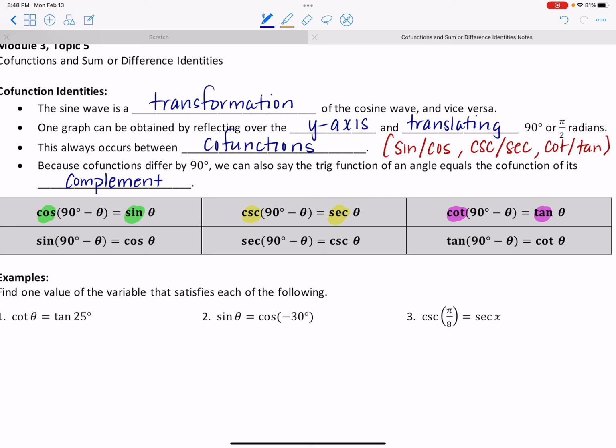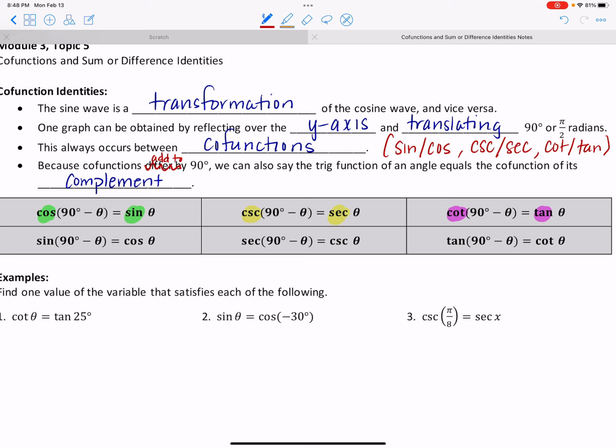And this is not differ. This should be cofunctions, not differ by, but add to. Angles of the cofunctions add to 90 degrees, then we end up with this statement. Again, this is how I hold it in my head.